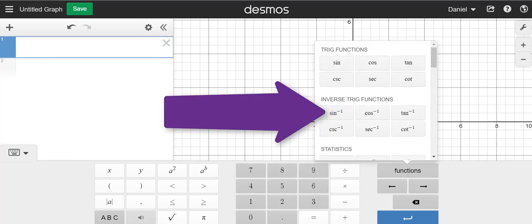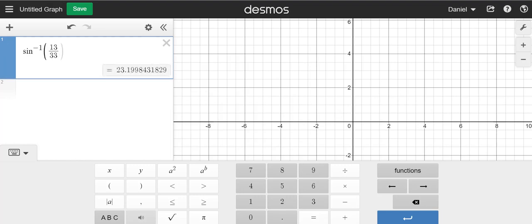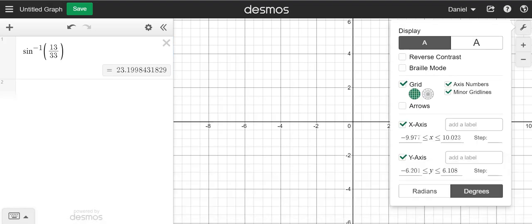Hit the functions, and you'll notice the trig functions are all right there. So arcsine is right there. And then you just type in 13 divided by 33. And when we first get that, notice we get 23.1999999, and I want to check to make sure I'm in degree mode.